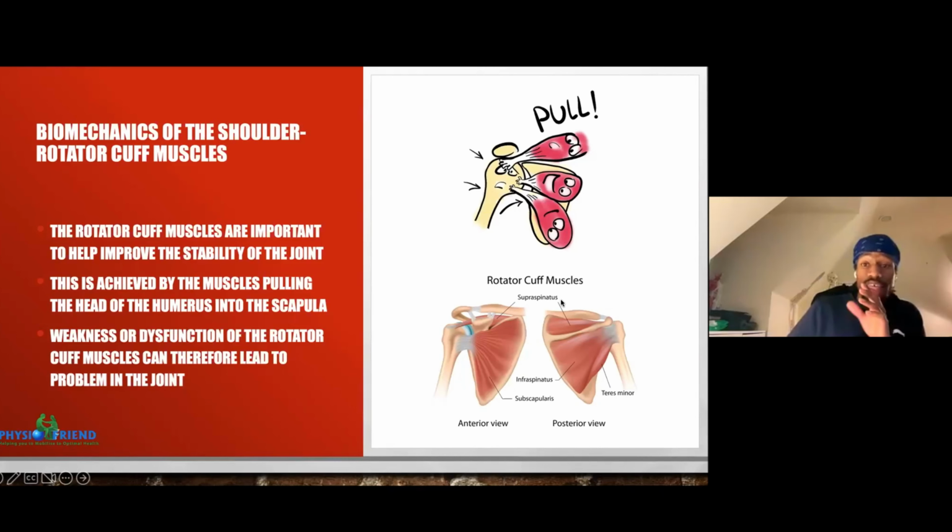So anytime you've got weakness or problems with these muscles, what will basically happen is you can get joint problems, pain, overstretching of muscles, strain. You can even get a little bit of a subluxation, where the joint partially dislocates out of the socket.